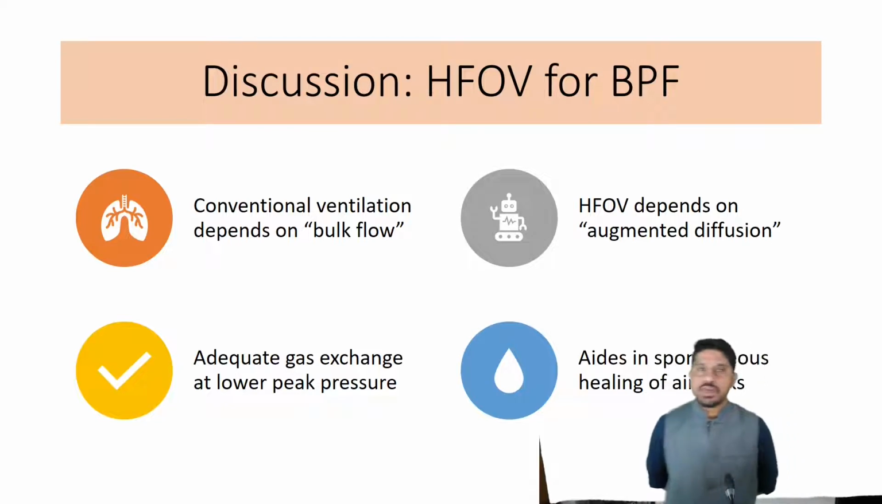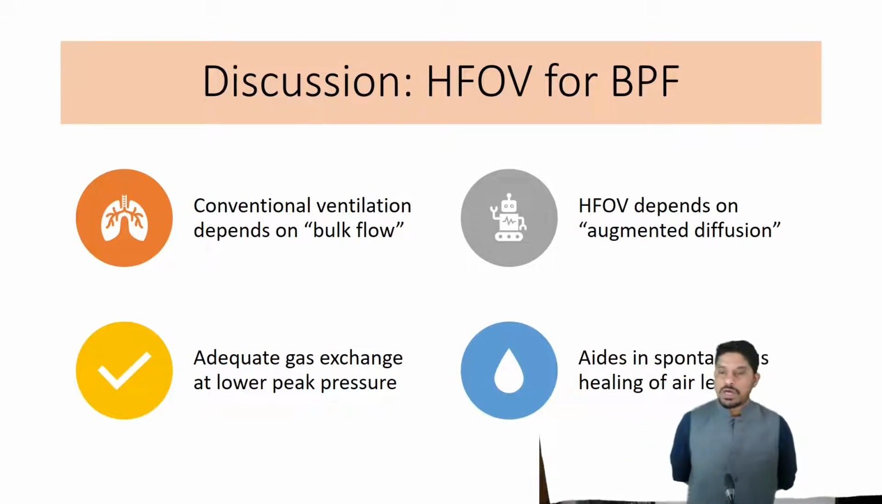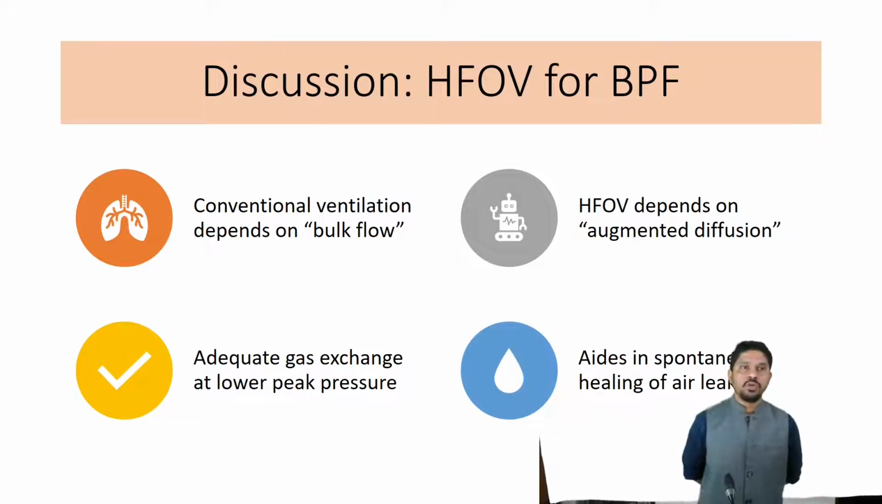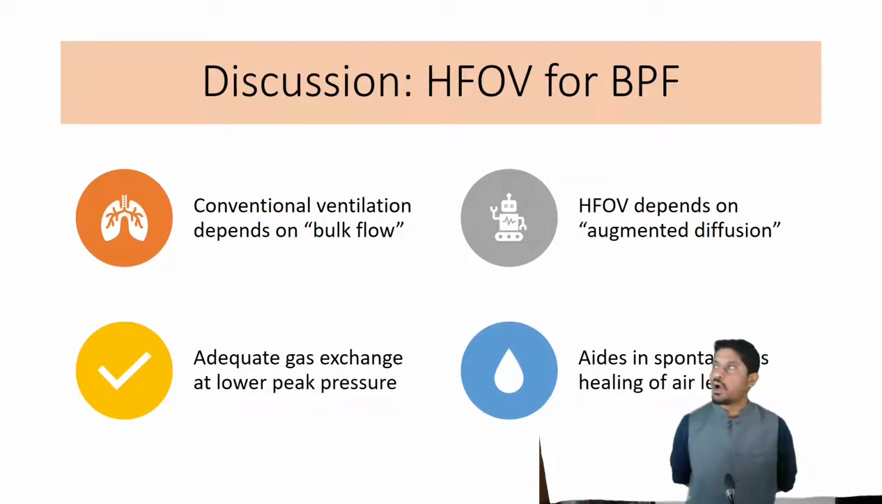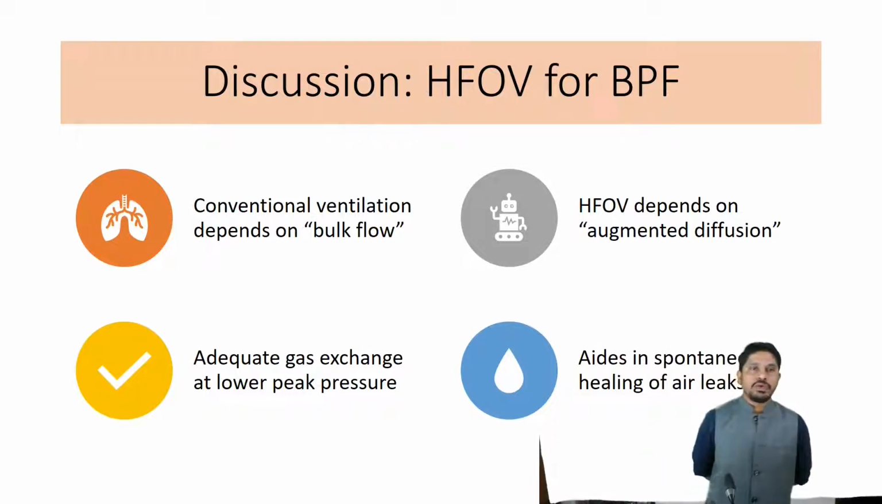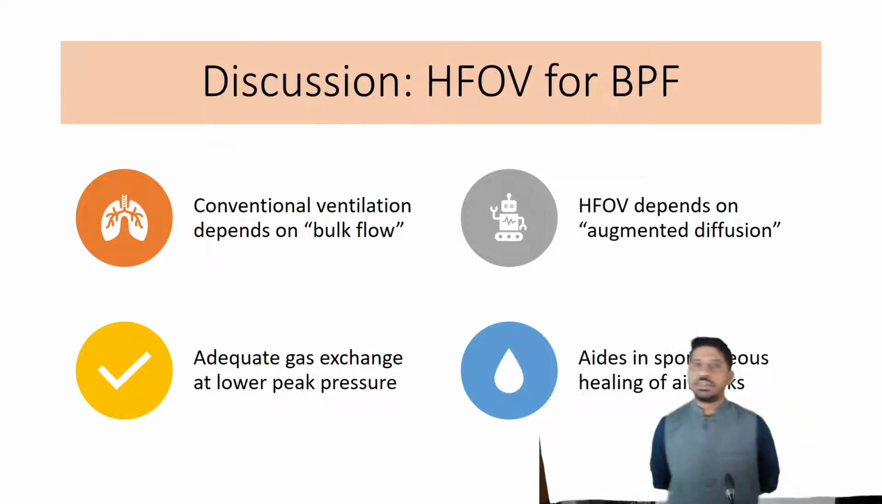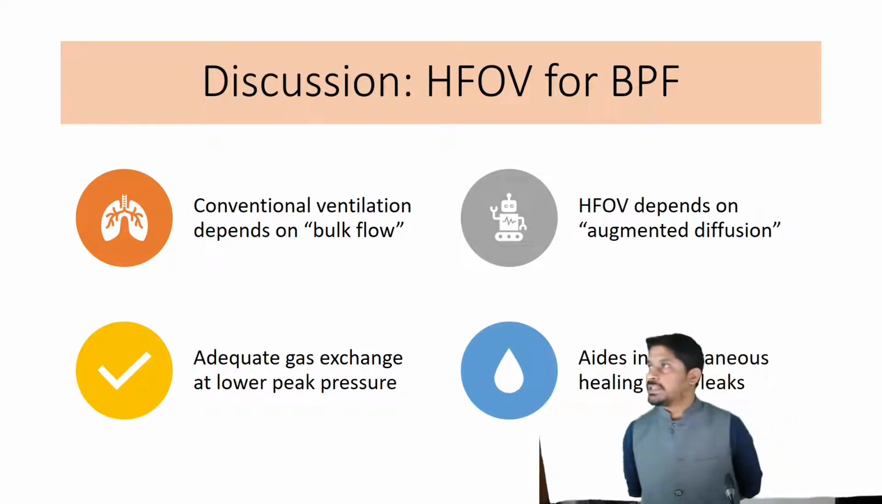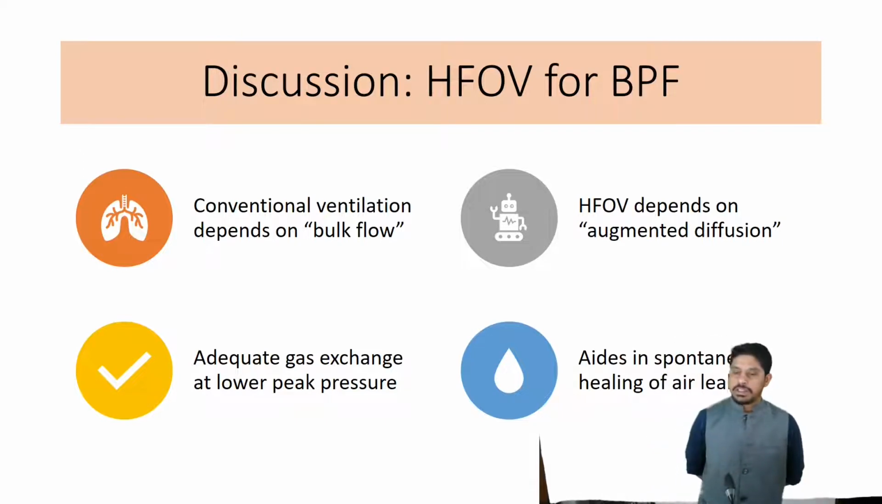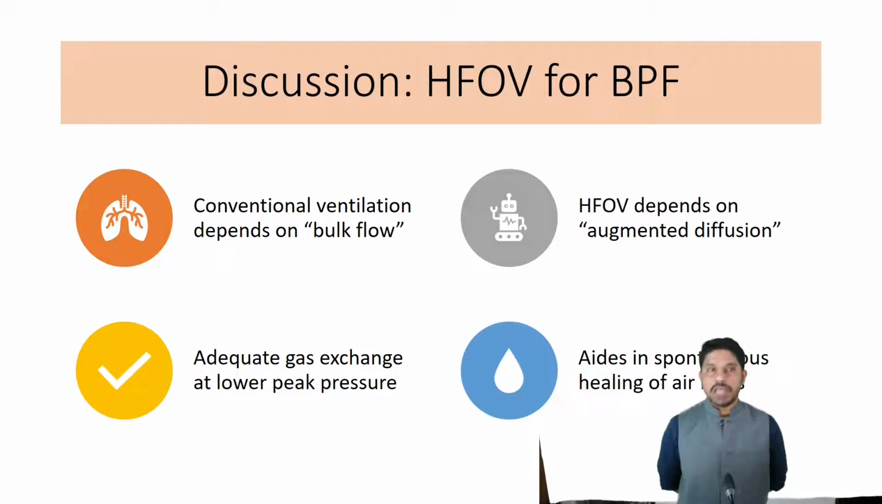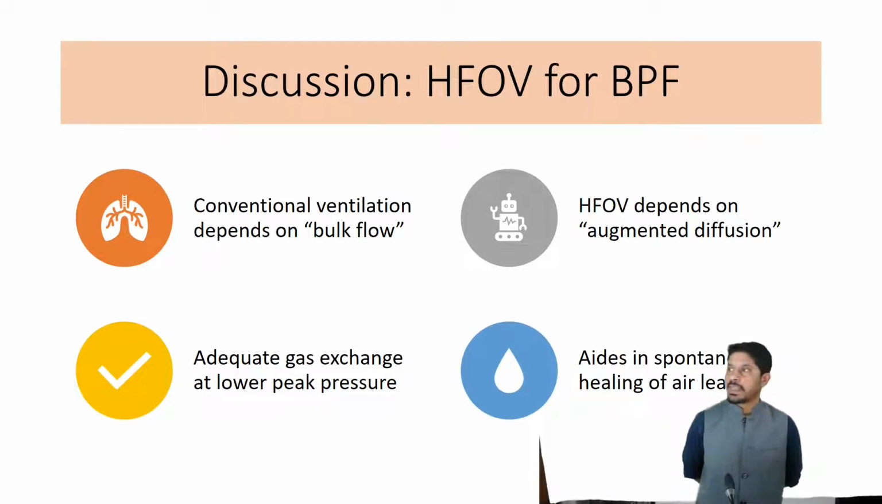So why is HFOV effective in case of a BPF? Conventional ventilation depends on bulk flow. Bulk flow means the in and out movement of large volumes of gas to achieve ventilation. However, HFOV, instead of depending on bulk flow, depends on augmented diffusion. The entire column of gas is agitated so rapidly that this causes diffusional mixing and diffusional exchange of the gases. This is why adequate gas exchange can be achieved at much lower peak pressures compared to conventional ventilation. And this aids the spontaneous healing of air leaks and helps in adequate gas exchange.